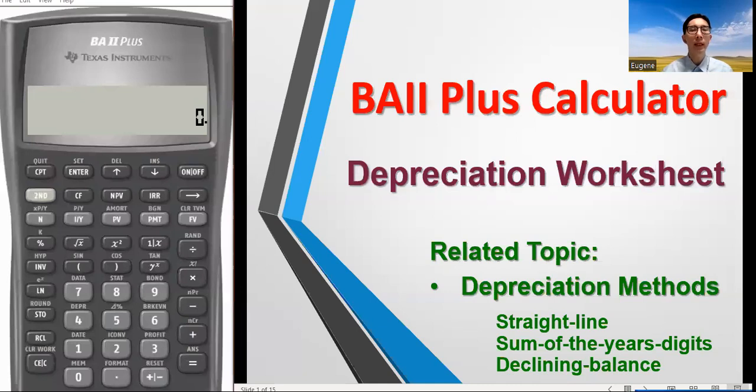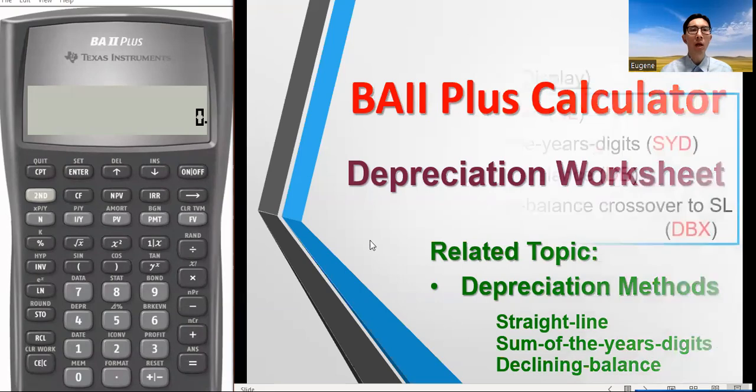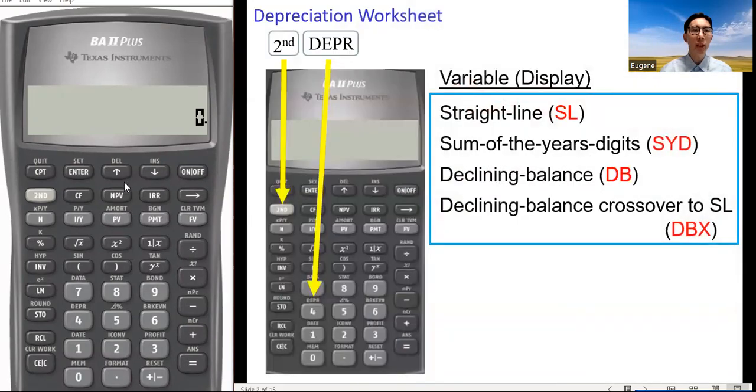Hello everyone. In this video, we will go through the depreciation worksheet of the BA II Plus calculator. We will demonstrate finding the depreciation amount using the straight line, the sum of the year's digits, and the declining balance depreciation methods. To activate the depreciation worksheet, we press the second key and then the number 4. The depreciation worksheet is indicated as DEPR on the calculator.